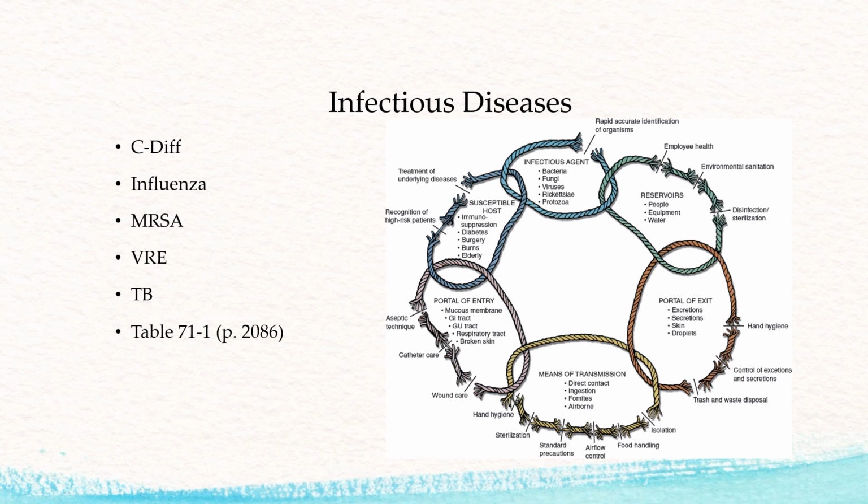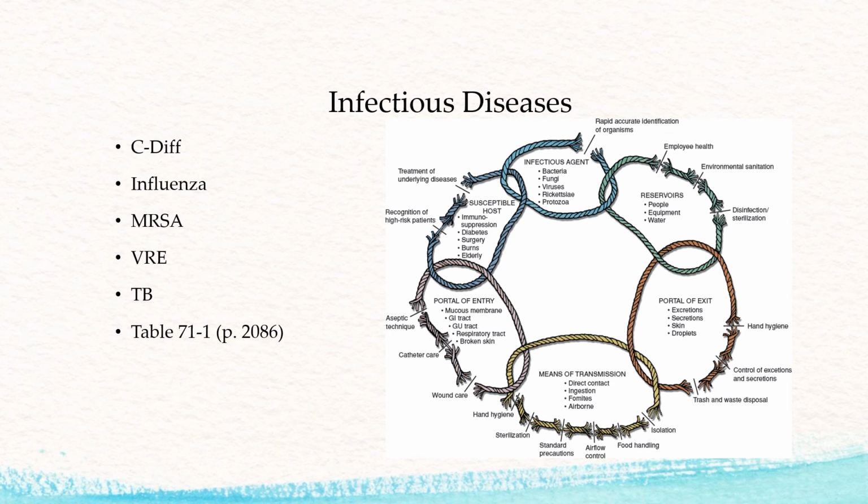There are 6 elements that are necessary, including a causative organism, a reservoir of available organisms, a portal of exit from the reservoir, a mode of transmission from the reservoir to the host, and a mode of entry into a susceptible host. So that right there shows you that chain of transmission. Any break in that chain can stop that transmission.